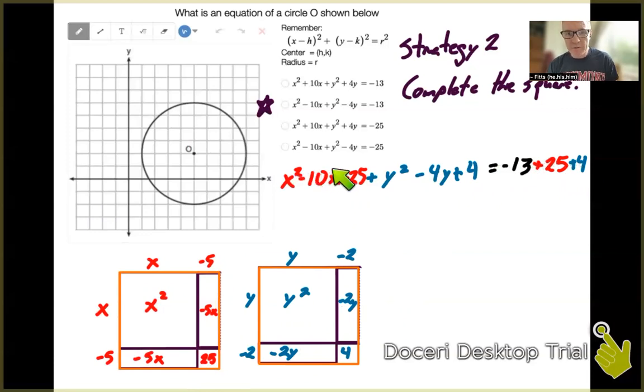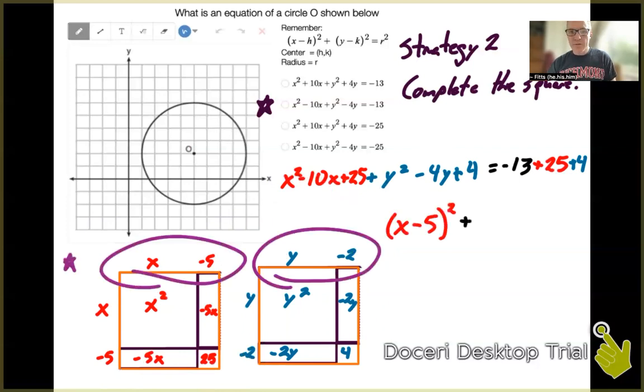Why it's called completing the square is because these are square terms. If I factor this, if you want to go back and look at how we factor, you can say that this is going to be x minus 5 squared. Look, it's already in factored form for me, right? x minus 5 times x minus 5 is this whole area here. That's why I really like the area model, because it's already in factored form for me. So x minus 5 squared plus y minus 2 squared equals, and what is all this combined? 16. And if I want to check that, what I can do is say x minus 5 times x minus 5.